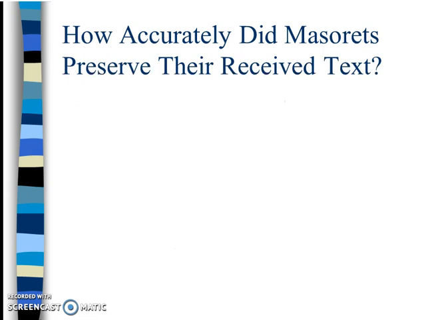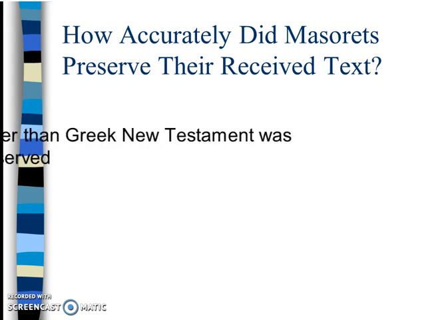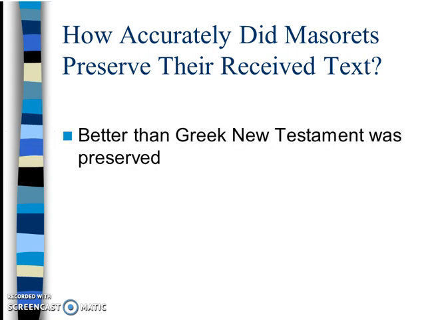Now, how accurately did the Masoretes preserve the text that they received? And the answer is remarkably accurately. As a matter of fact, they preserved the Hebrew Bible better than the New Testament scribes preserved the Greek New Testament.